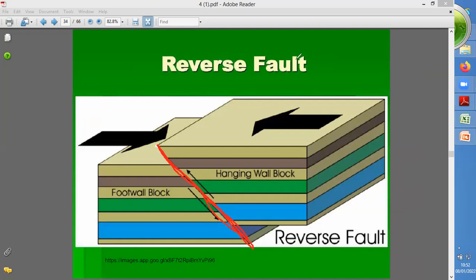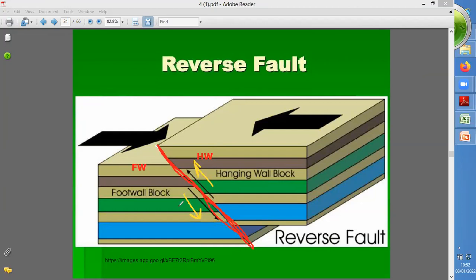Okay, so the block which rests above the fault plane, sorry, yes, the block which is above the fault plane we call the hanging wall. The block which is below the fault plane we consider as the foot wall, hanging wall and foot wall. Now look at the displacement of the block, how the displacement has happened: the hanging wall has gone upward and the foot wall has come downward.